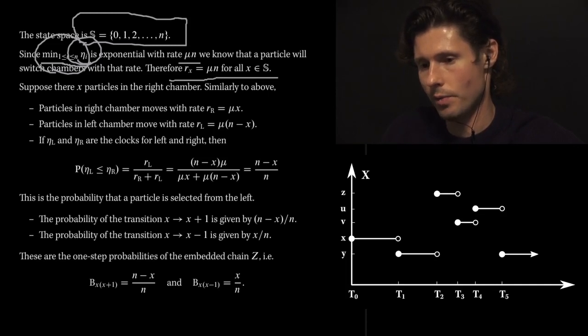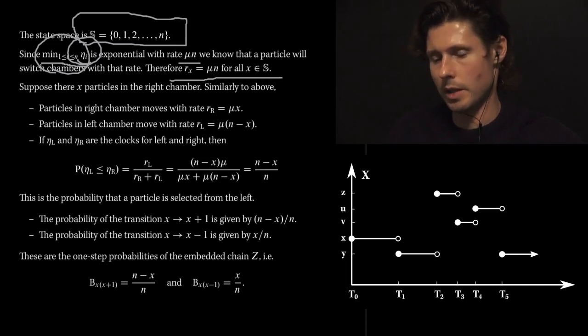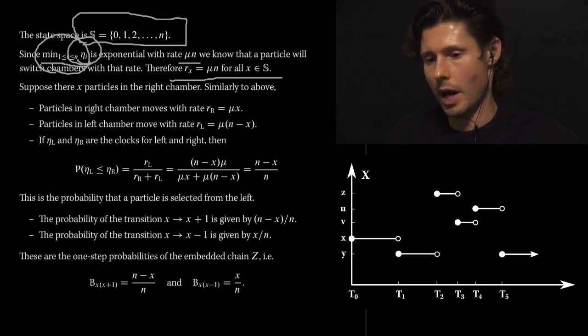And so now, given that the state space is S, we know we're going to change from any number x either up one or down one, and that's going to happen with rate R_x, completely the same for all states x, at a rate mu n.